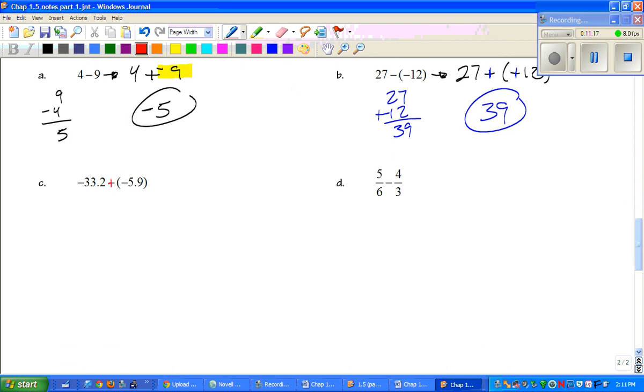All right, add the opposite. Well, now we have different signs. What's bigger, positives or negatives? The negatives are. And now we subtract the small from the big. Borrow, and we get a negative 27.3.